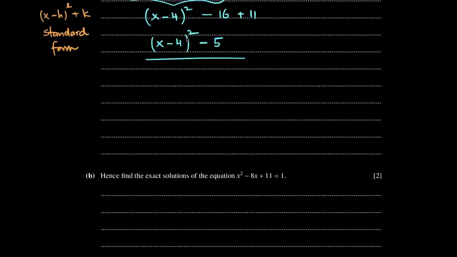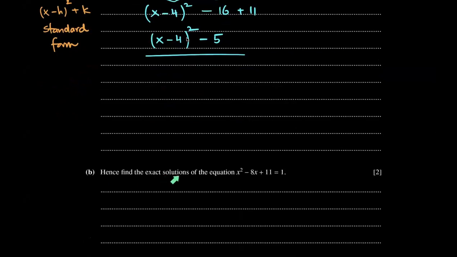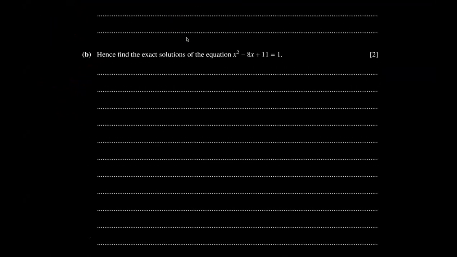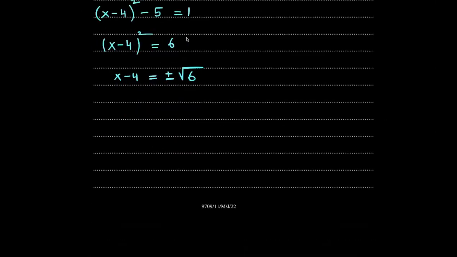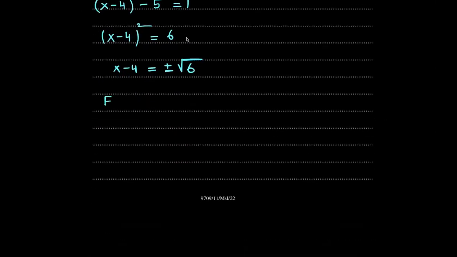What is the next part? The next part is, hence find the exact solution of this equation, this expression equal to 1. In other words, we have the equation (x minus 4) whole square minus 5 equal to 1. (x minus 4) whole square equals 6. x minus 4 equals plus or minus square root of 6. And then we will end up with two answers, either or.